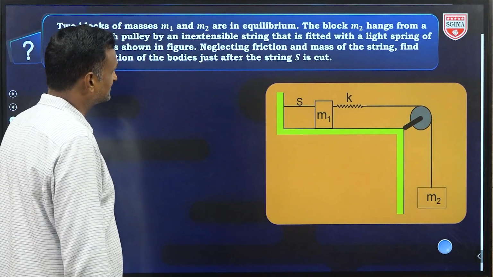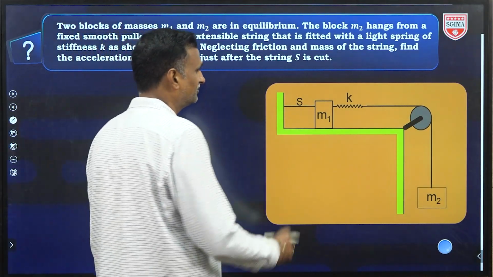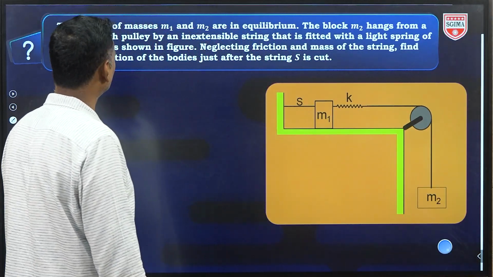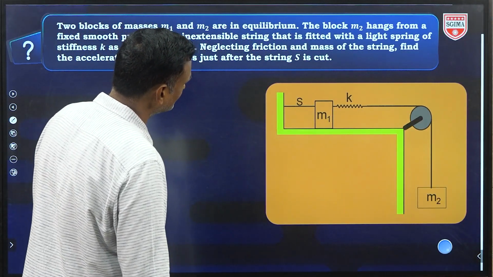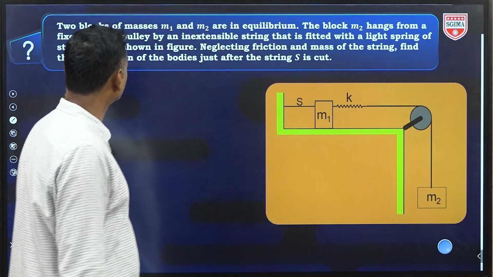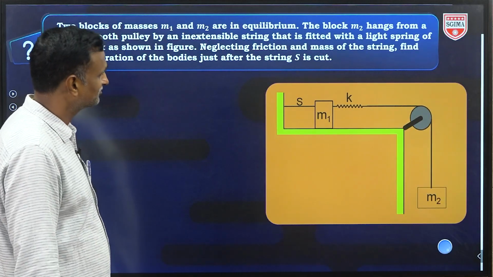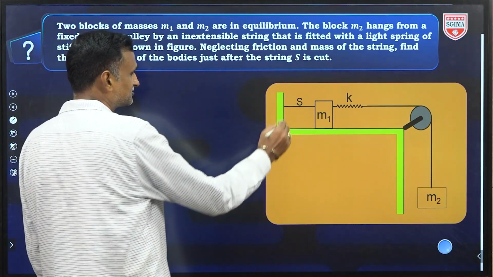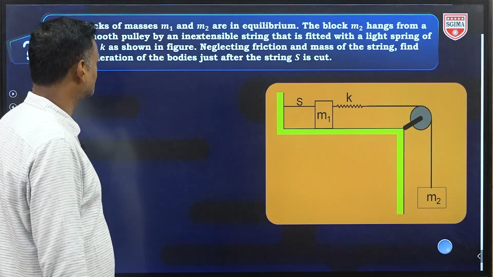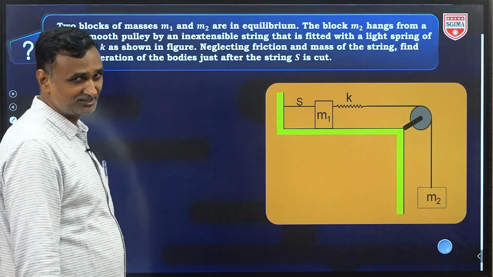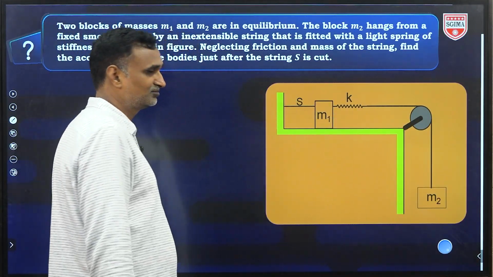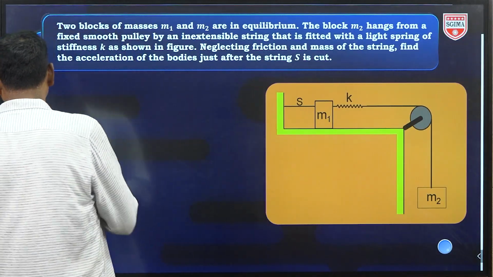Here two blocks of masses m1 and m2 are in equilibrium. Here this is m1 and this is m2, and they hang from a fixed smooth pulley by an inextensible string that is fitted with a light spring. Here this is the spring, of stiffness constant K, neglecting friction and the mass of the string. Here the string mass is also not there, this is the string. Now find the acceleration of the bodies just after the string S is cut. So here just after the string is cut, what accelerations are acting? Let us start the discussion here first.